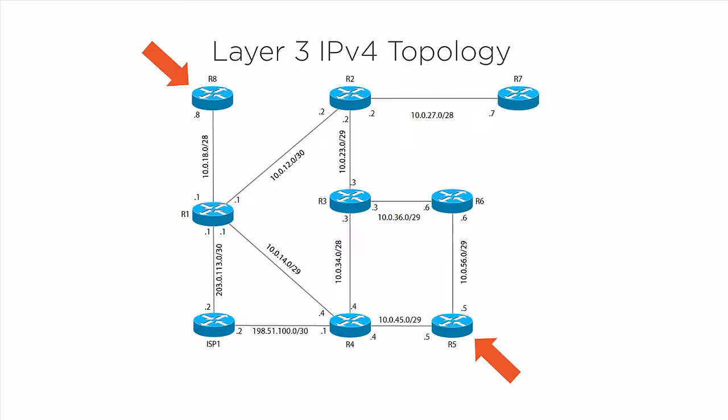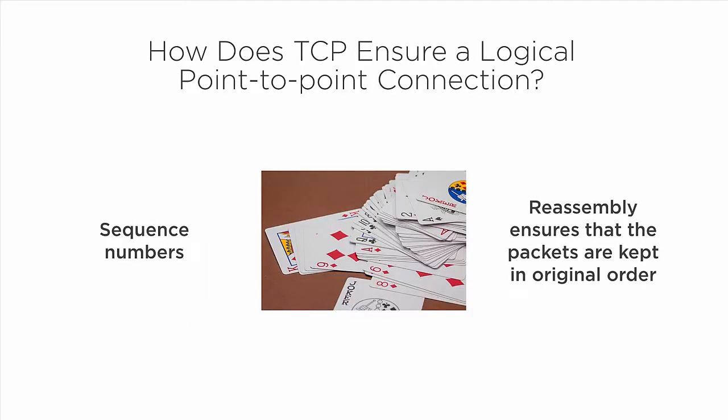If you look at the diagram again, there are multiple paths a packet can take to get from R8 to R5, and depending on the speed of each physical link along the way, those packets may not arrive in the order in which they were sent. In fact, some packets might not arrive at all. They might just get dropped, or they might get mixed up. And not only that, different packets might take different routes. So how does TCP ensure a point-to-point logical connection where packets arrive in the same order in which they were sent? Well, it does so by using three mechanisms.